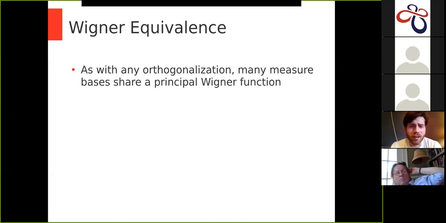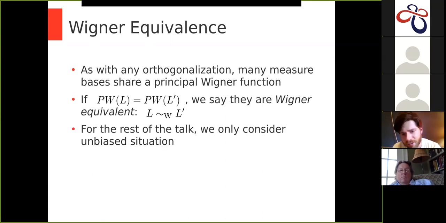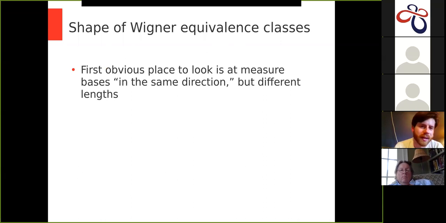Okay, so as you might expect for something that's really just an orthogonalization, many measure bases share a principal Wigner function. And when they do, we say that they are Wigner equivalent, denoted with this squiggle W. For the rest of the talk, I will only consider the unbiased situation. The thing we would like to know is what is the shape of Wigner equivalence among MEEKs? Because if we know that, then we've added additional structure onto the MEEK space. And in order to study that, we can study Wigner equivalence shape for any measure basis and then restrict to the positive semi-definite cone.